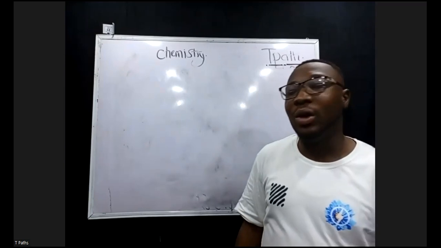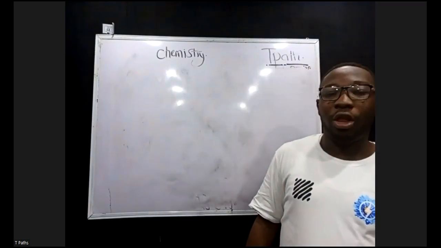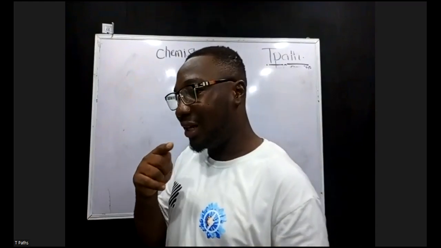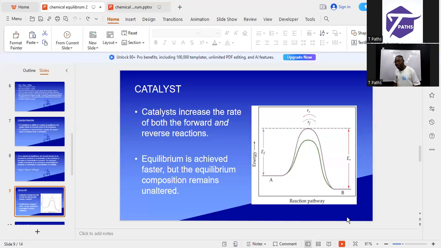Catalyst. I remember back then, in one of our series, we talked about the rates of chemical reaction, and one thing we talked about was catalyst, the effect of catalyst in kinetics. Now we also have catalyst here too. We're not looking at the kinetics of the reaction, we are looking at chemical equilibrium. And what do the catalysts do?